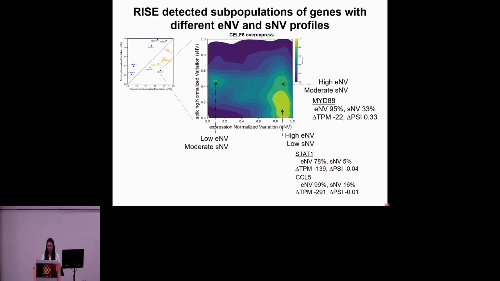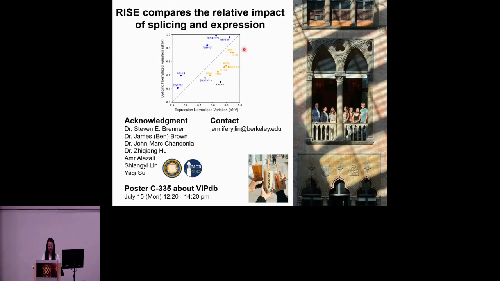So in conclusion, RISE provides a new nomenclature that allows us to compare the relative impact of expression and splicing. And we hope that this can help us to see things that we might have previously overlooked.